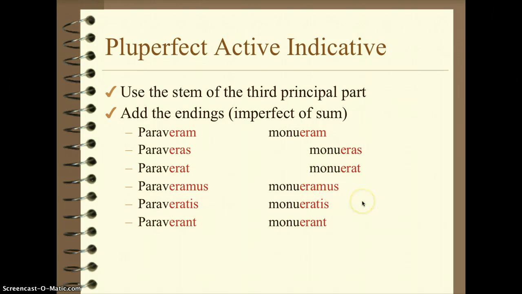Oh well. And the same thing with this stem as well. We started with manui in the third principal part. Took the i off, we're left with manu in all of these stems. And in our ending, -eram, -eras, -erat, -eramus, -eratis, -erant. The translation is different for pluperfect than it was for perfect.